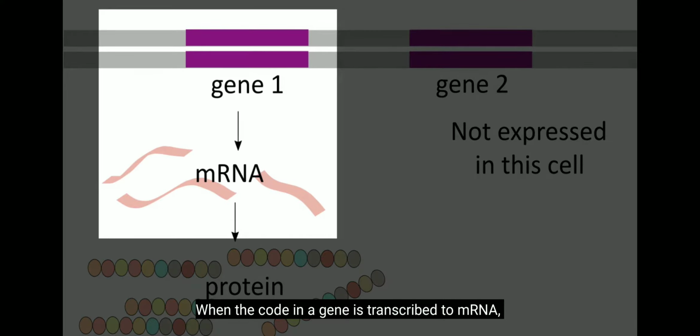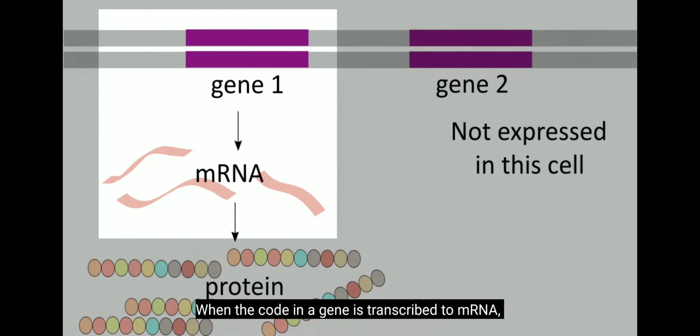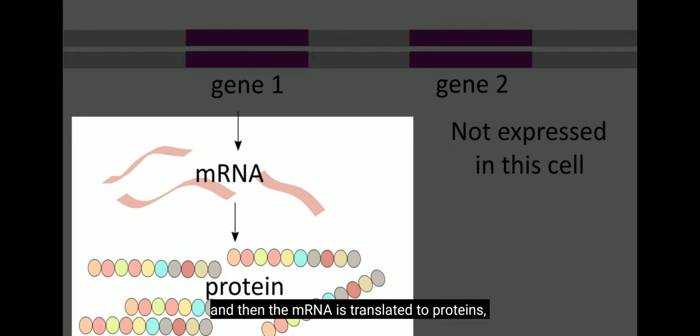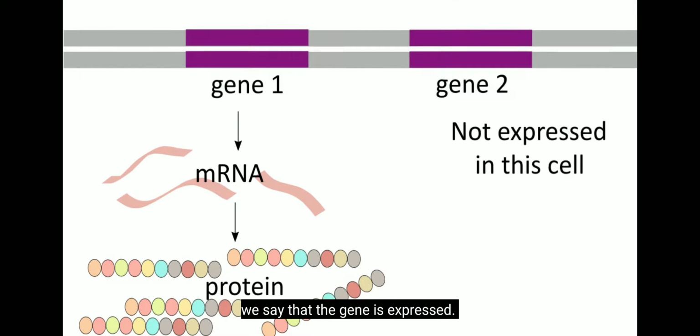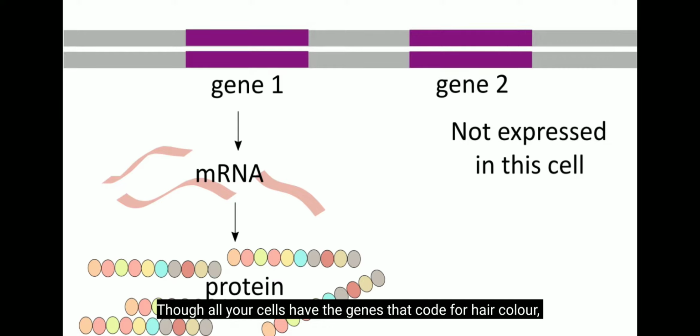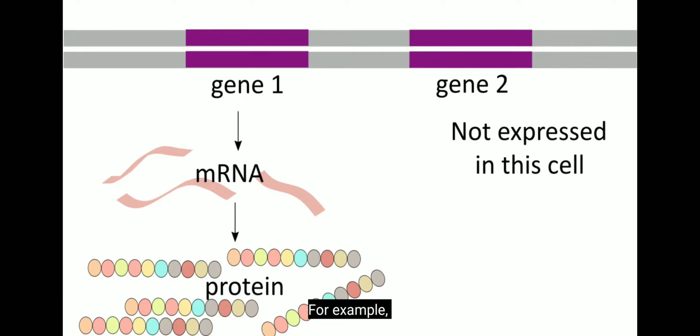When the code in a gene is transcribed to mRNA and then the mRNA is translated to proteins, we say that the gene is expressed. Not all genes are expressed in every cell. Though all your cells have the genes that code for hair color, these genes are not expressed in every cell. For example, brain cells or heart cells do not make the hair color pigments.